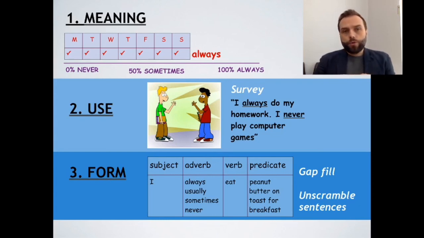You could also use this gradient that goes from 0% to 100%. 100% is always, 0% is never, sometimes is somewhere in the middle, and then you could plot the words on here. And with this gradient, you could give some examples and put the examples on the right parts of the gradient. Okay, so those are two examples of expressing meaning. You could also use some visual pictures as well, but I just wanted to squeeze all of this onto one slide. Okay, so next we're going to move on to use.